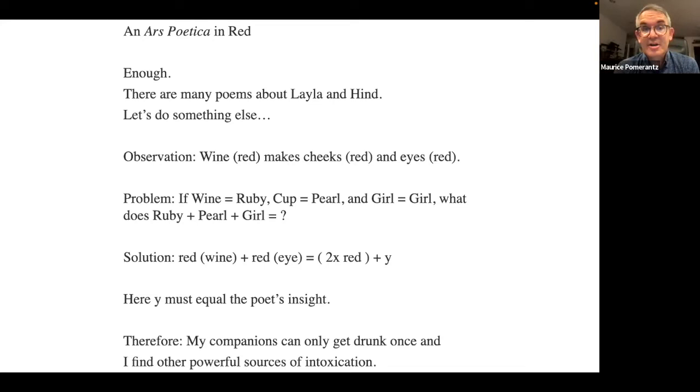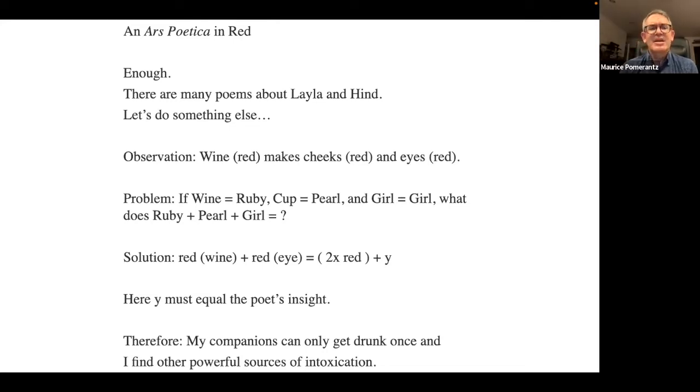And really what that first line says to me is enough. There are too many poems mourning beloveds, mourning the lover who has moved on from her campsite. Let's write a different kind of poem, is what he's saying to us. And his poem begins with an observation. Wine, which is red, makes cheeks red, and it makes eyes red.